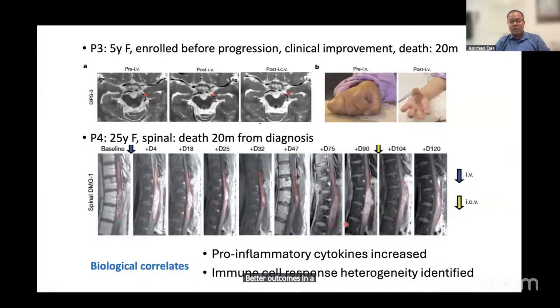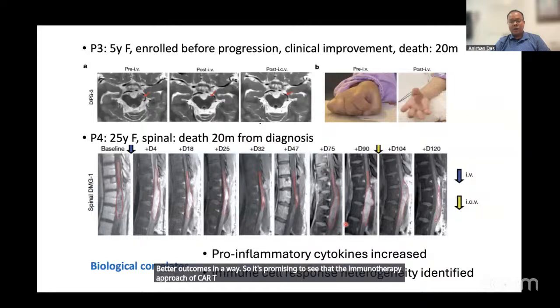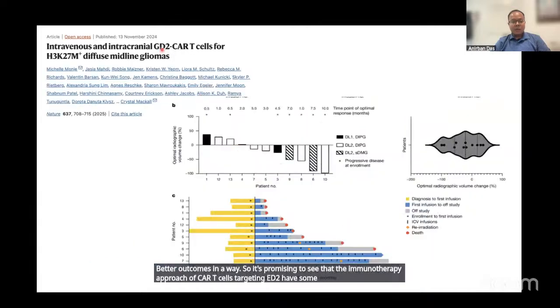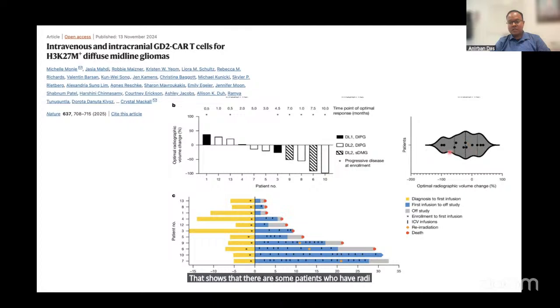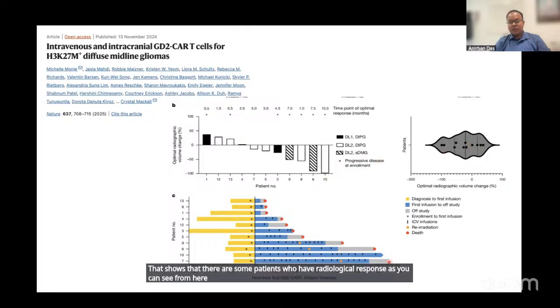So it's promising to see that the immunotherapy approach of CAR T cells targeting GD2 has some good effect. And this is published again in Nature last year, which shows that there are some patients who have radiological response, as you can see from here, and some patients surviving for over 30 months. But these are outliers, is what the consensus of the community is. And we don't really understand why some patients did better, but maybe there is a signal that there is some biomarker or something that can make some patients respond to this sort of treatment.